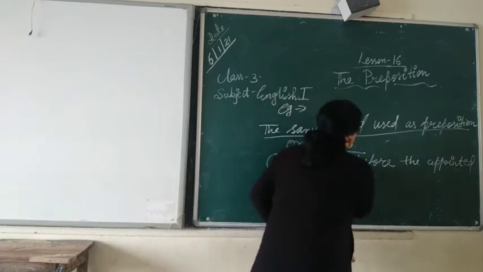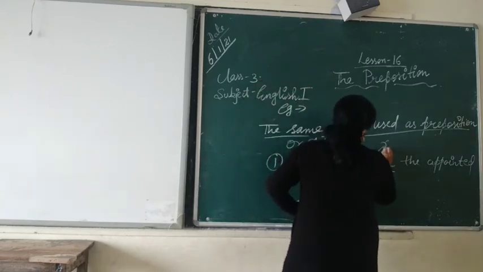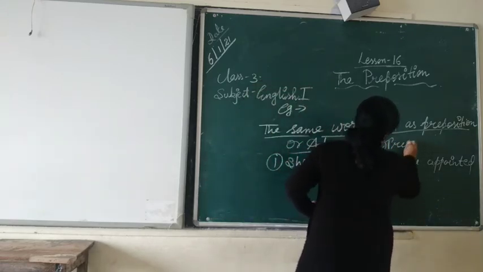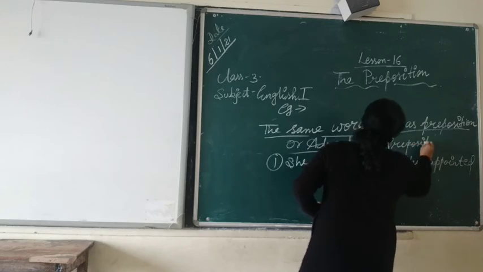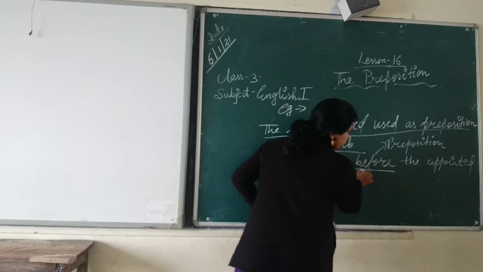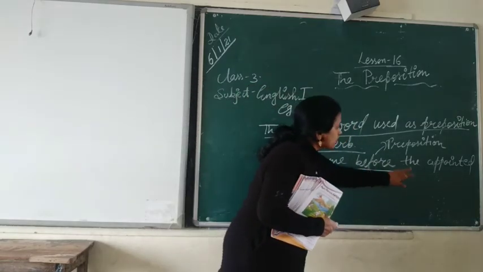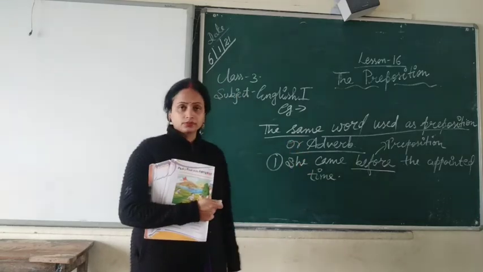Here, before, what is it here? Preposition, no? It will come here as a preposition. What's the preposition in the sentence? Before, because it relates to a noun and pronoun. She came before the appointed time.